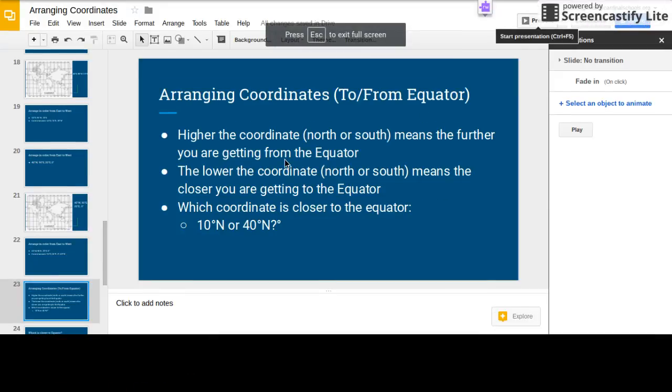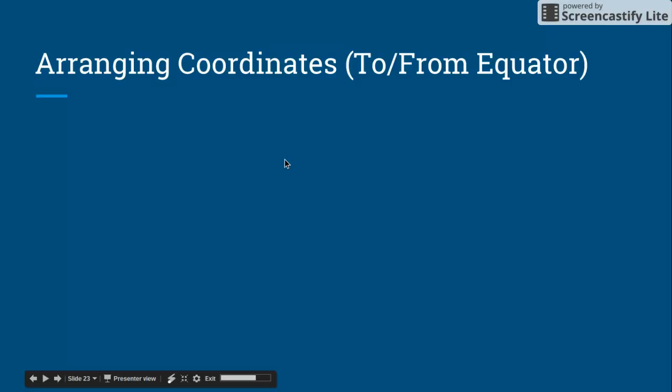All right, here's part 2 about arranging coordinates. This time we're going to be looking at the distance to and from the equator and to and from the prime meridian.